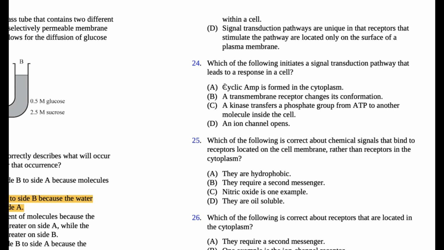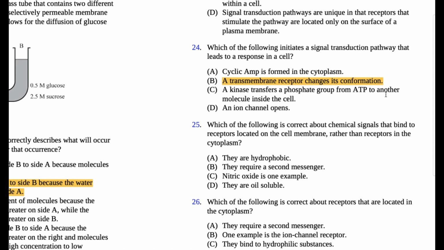No, it's not cyclic AMP forming in the cytoplasm. Can you transfer the ATP to another molecule inside the cell? No, ion channels open. And obviously the receptor changes its conformation because it is bonded. Because it is activated, right? The receptor gets activated. This is bonded with a ligand.